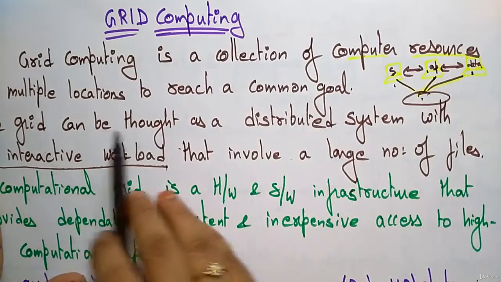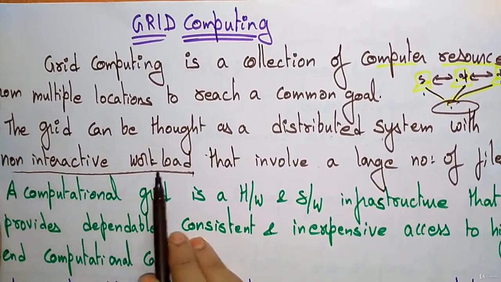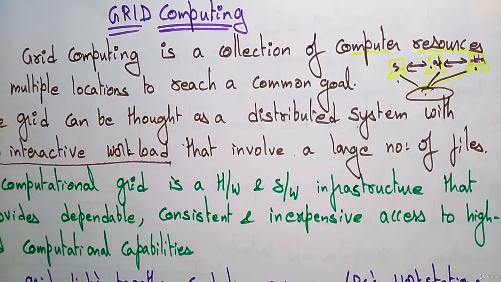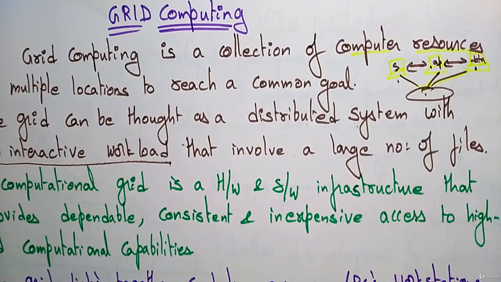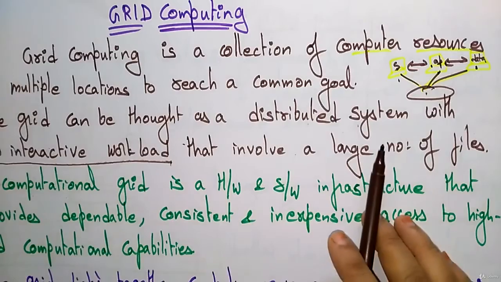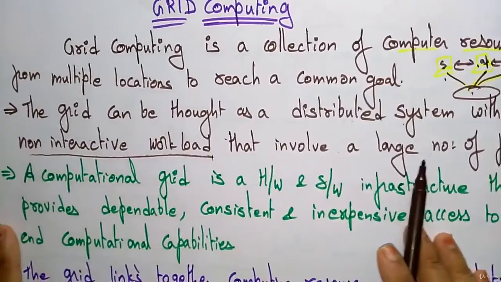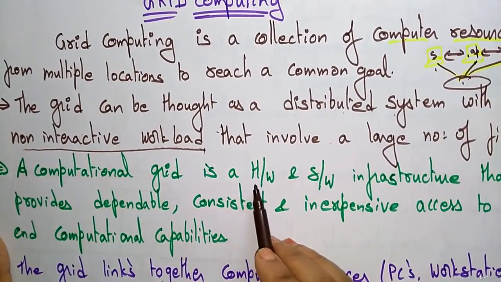Whereas a grid can be thought of as a distributed system with a non-interactive workload that involves a large number of files. So the concept for grid and distributed is the same. In the grid also, different computer resources from multiple locations finally work to achieve the same goal. But the main thing is that in a grid computing system, there is a non-interactive workload that involves a large number of files.